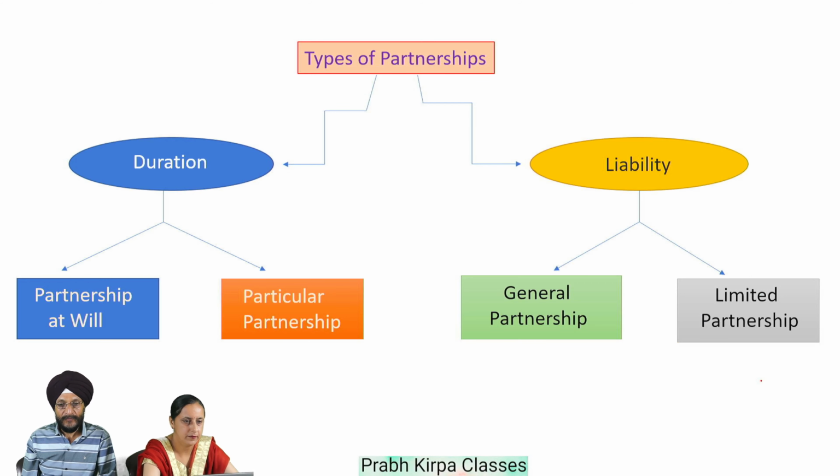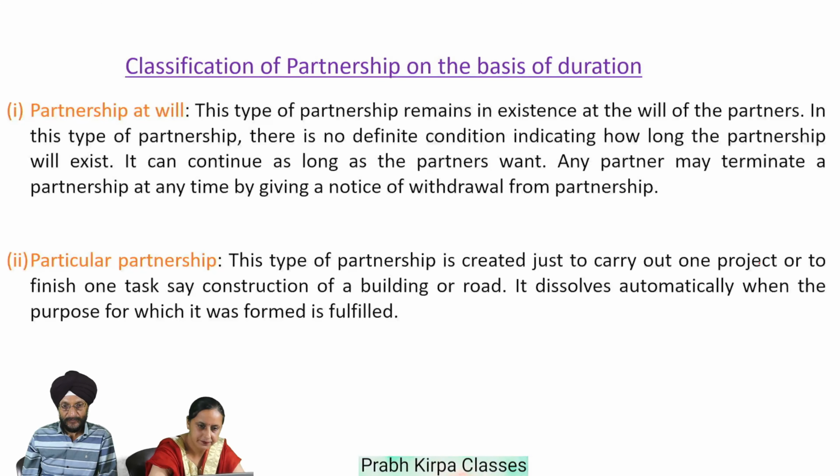Now we will discuss the types of partnership. Partnership can be divided on the basis of duration as well as on the basis of liability. On the basis of duration, partnership is of two types: partnership at will and particular partnership. On the basis of liability, partnership can be divided into general partnership and limited partnership. Now we will discuss the classification of partnership on the basis of duration.